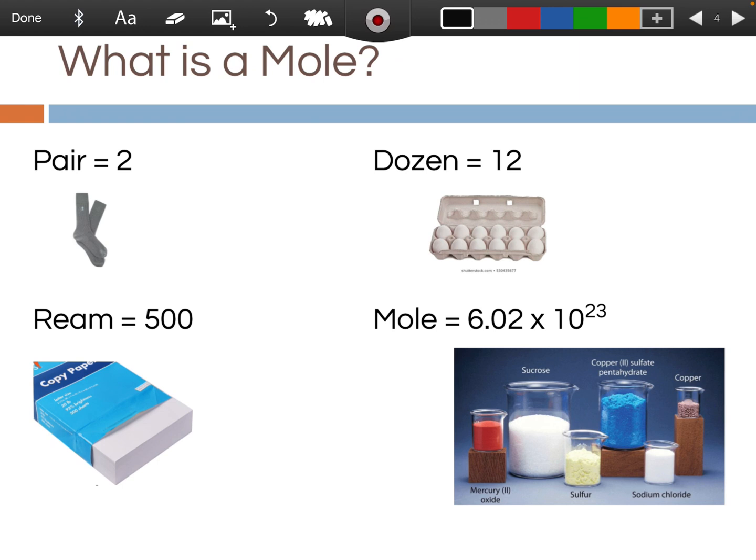If you have 1 mole, that means you have 6.02 times 10 to the 23rd particles. Like I said, it could be atoms, it could be molecules, it could be basketballs, it could be calculators, anything. 1 mole of anything is 6.02 times 10 to the 23rd.